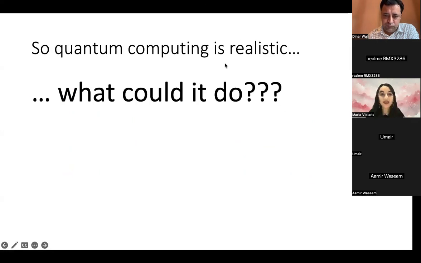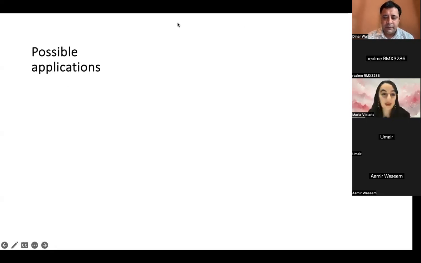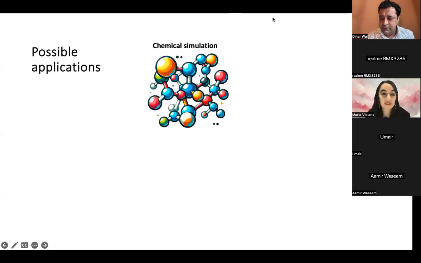So I've discussed some of the problems and why it seems realistic to build quantum computers. But what are we going to do with them if we manage to build them? What's the potential for these machines? So there's various possible applications. There's the one that Richard Feynman was hinting at originally of simulating chemicals using a quantum system. So many people are looking into chemical simulation.